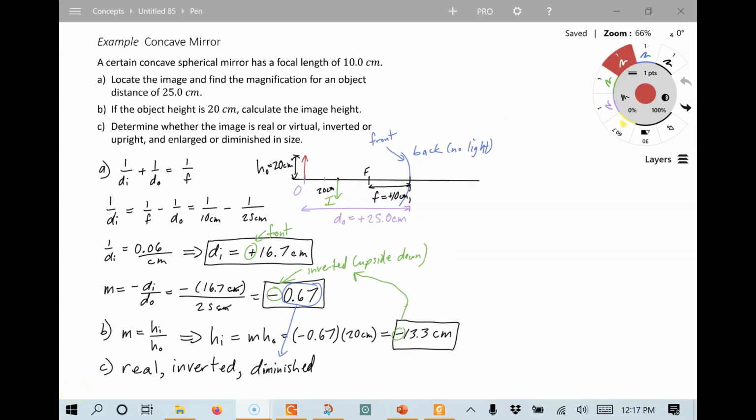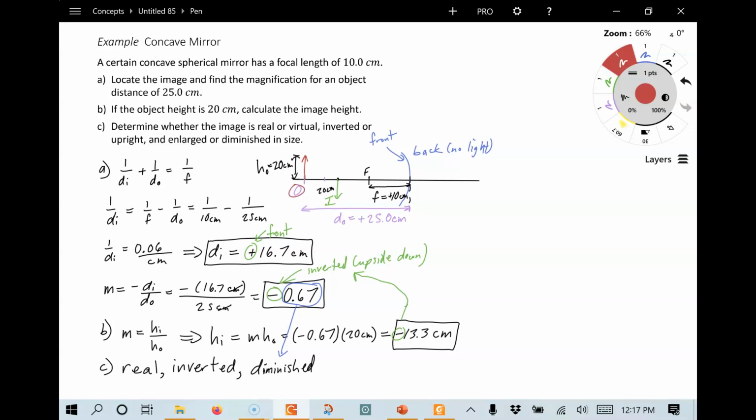Okay, before we go, let's just double check part C, and we can do that by looking at where the object is located. So we've got the object right here. And notice that F is at a position here, and 2 times F is the radius. And so F is 10. The center of the spherical mirror, the radius, in other words, the center of curvature C is here. Notice that the object is outside of C.